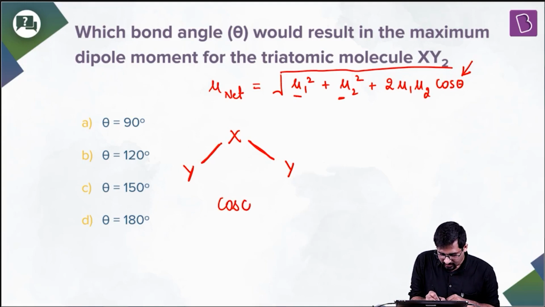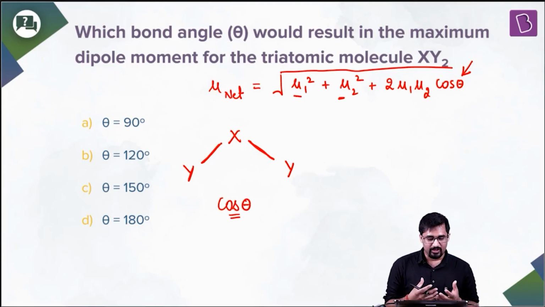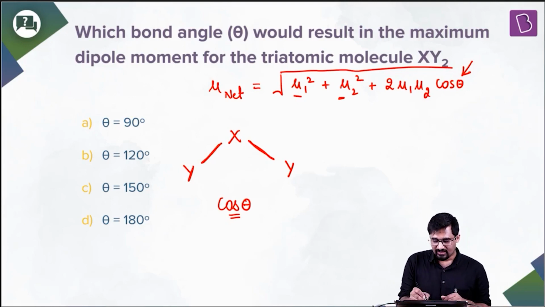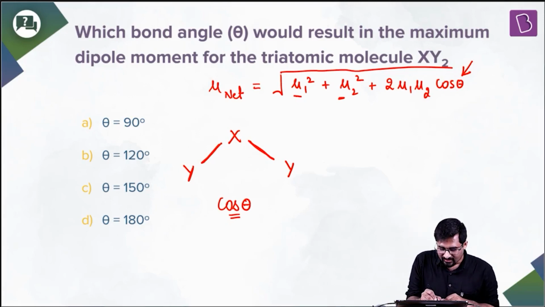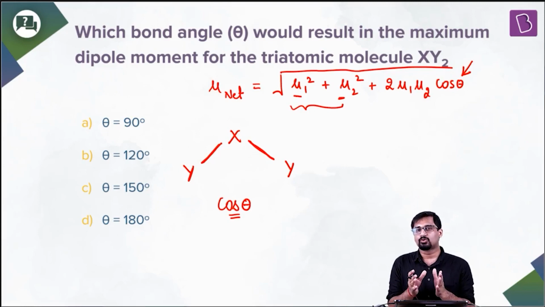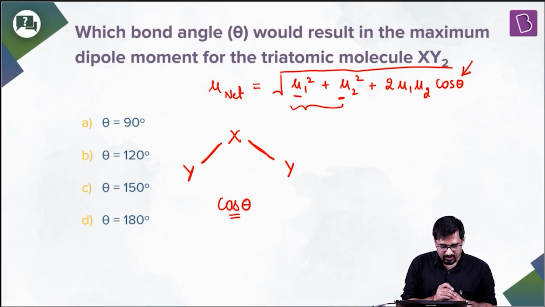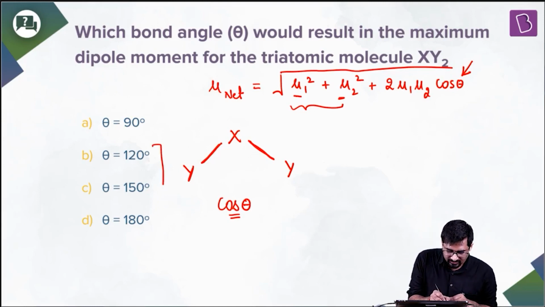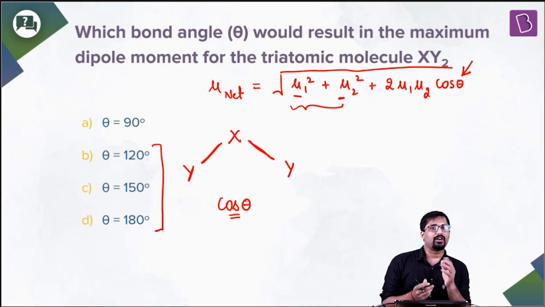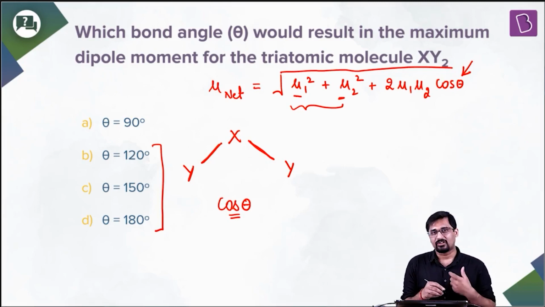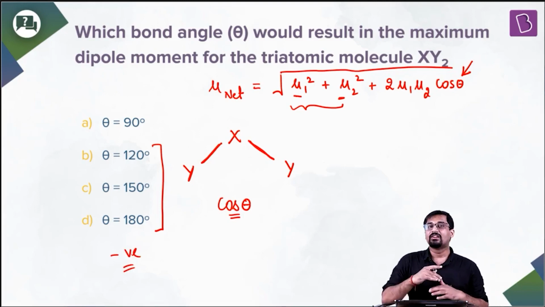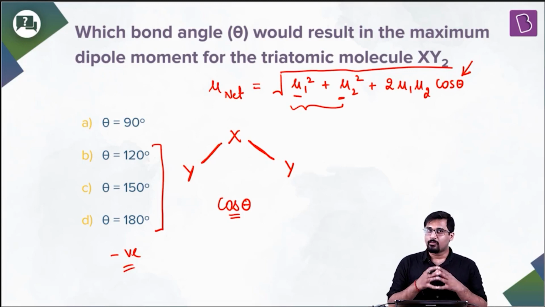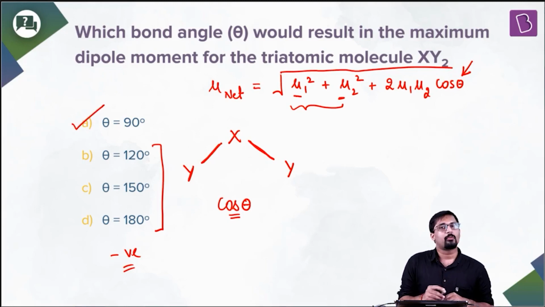It is cos theta that will decide whether the dipole moment will be maximum or minimum. Now, if you see the options, in option A we have theta equal to 90 degrees, which means the value of cos theta will be 0, and hence the resultant dipole moment will become the square root of mu1 square plus mu2 square. In option B the value is 120, in option C it is 150, and in option D it is 180. All these three values are in the second quadrant, which means the cos theta for these values will be negative, and this leads to a decrease in the resultant dipole moment. Hence the maximum dipole moment for this triatomic molecule will be at an angle of 90 degrees. So option A is the answer.